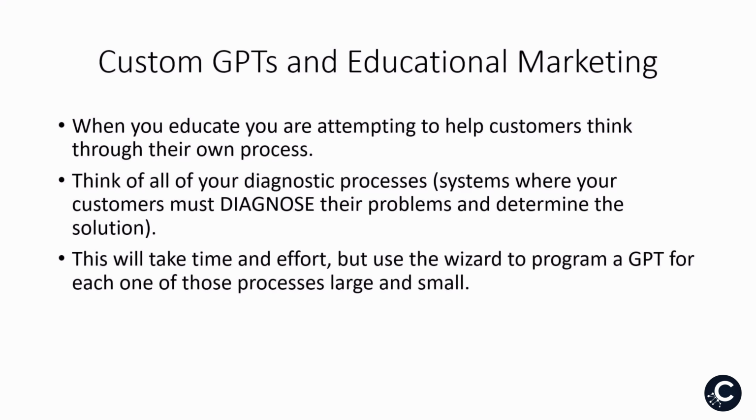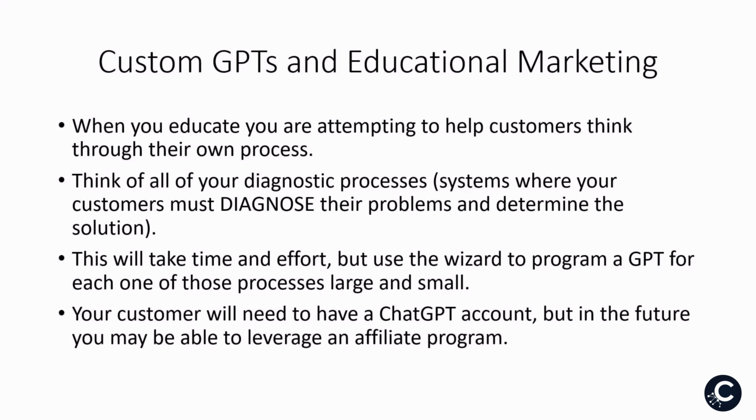And none of this, right? None of this is fast. All this takes time and effort. And your customer is going to need to have their own ChatGPT account. That's kind of important to understand when you're trying to leverage this into an affiliate program. Okay, any questions?